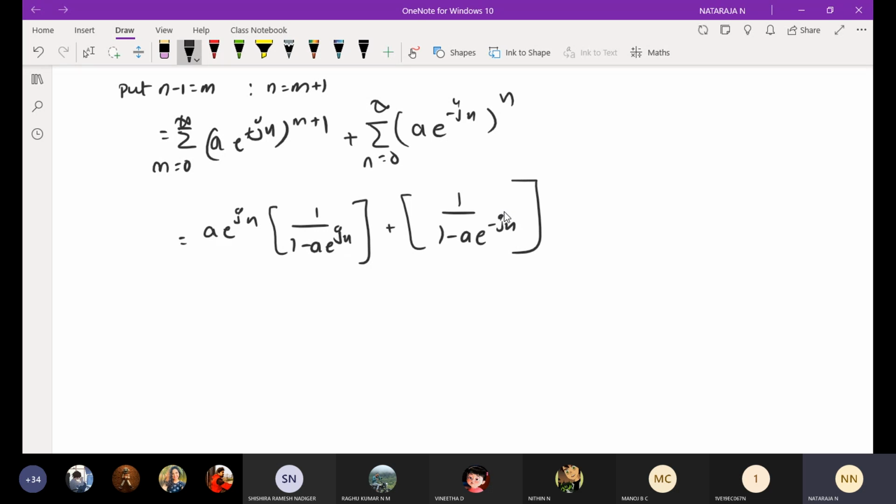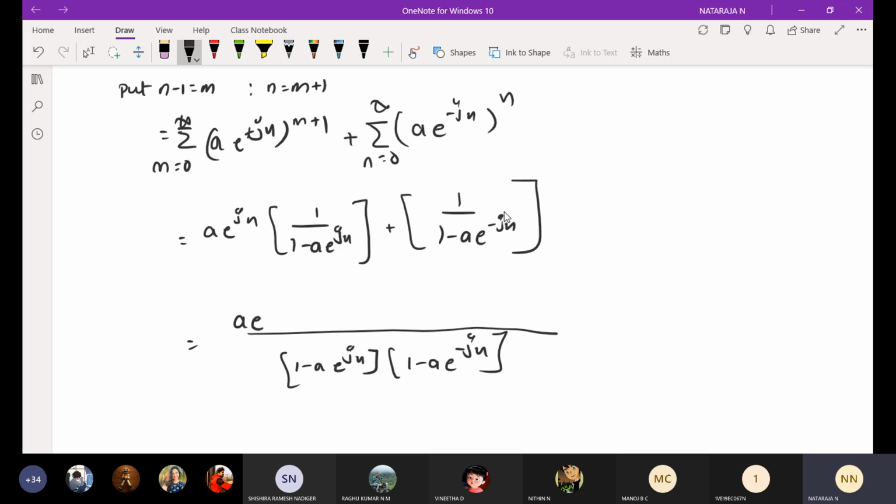Next, in the next step, you can simplify this. How to simplify? Take LCM. We'll get 1 minus a e power j omega and 1 minus a e power minus j omega. We simplify this. It will be the same a e power j omega into the multiple of this 1 minus a e power minus j omega plus 1 minus a e power plus j omega. Then multiply each term.